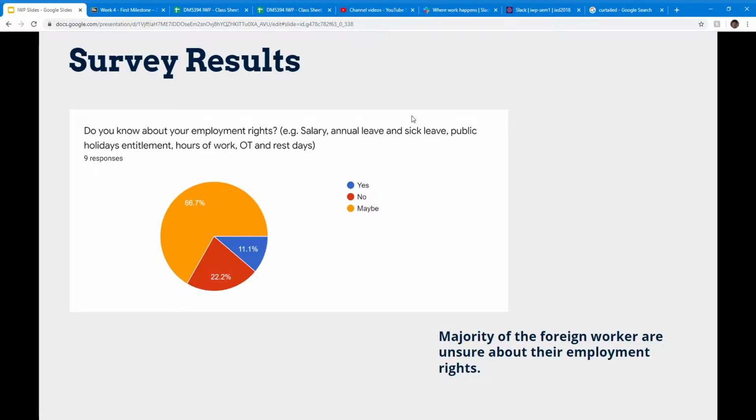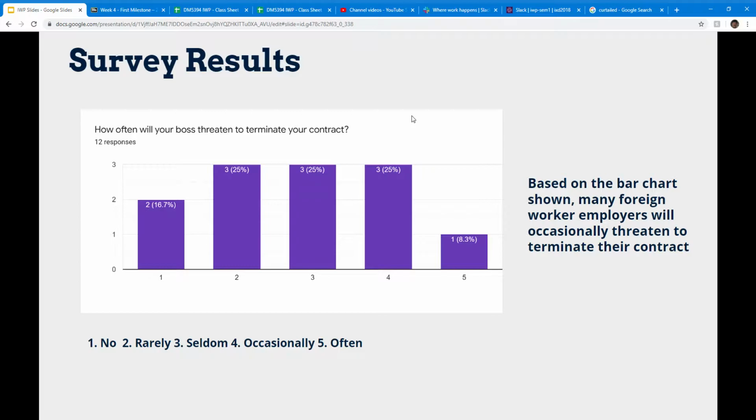As for the survey results, as you can see from the pie chart, the percentage of foreign workers that are not sure about their employment rights is more than 50%. Only 11.1% of them know what their employment rights are in Singapore. And then the question for this will be, how often will your boss threaten to terminate your contract? Based on the bar chart shown, many foreign workers' employers will occasionally threaten to terminate their contract.